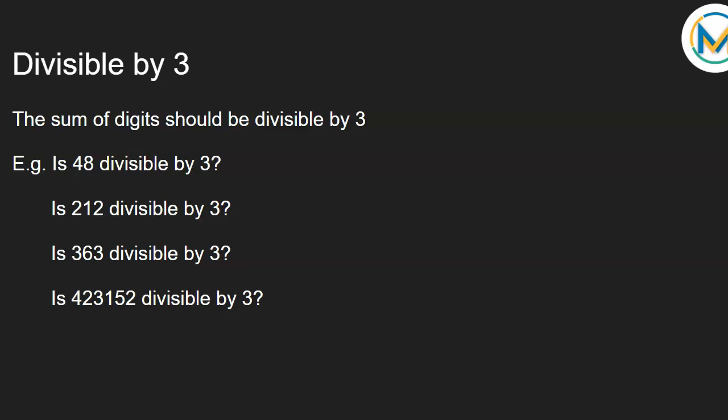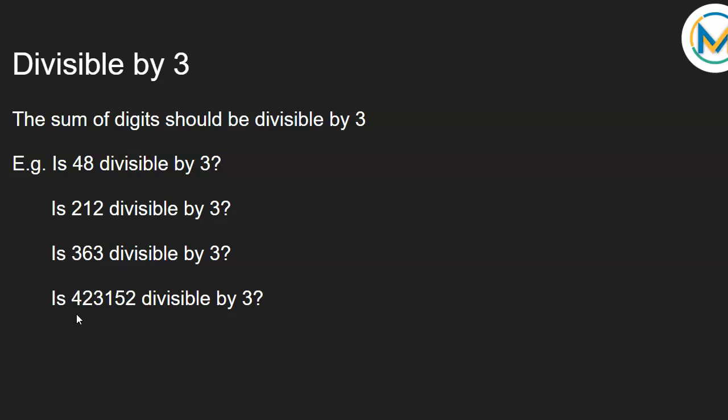Is 212 divisible by 3? So let's see. 2 plus 1, 3, 3 plus 2, 5. 5 is not divisible by 3. So 212 is not divisible by 3. 363, 3 plus 6, 9, 9 plus 3, 12. 12 is divisible by 3. So 363 is divisible by 3.